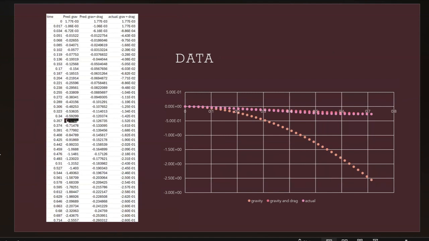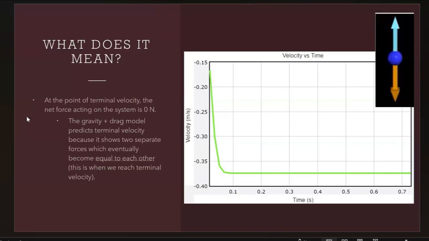In our data, we plotted the updated positions in each time step of just the gravity model in this column, the gravity and drag model in this column, and the actual gravity and drag model, which we found from Tracker. And as we can see from this chart here, the gravity and drag model was very close to the actual model, whereas the gravity only model was very far off after a certain point.